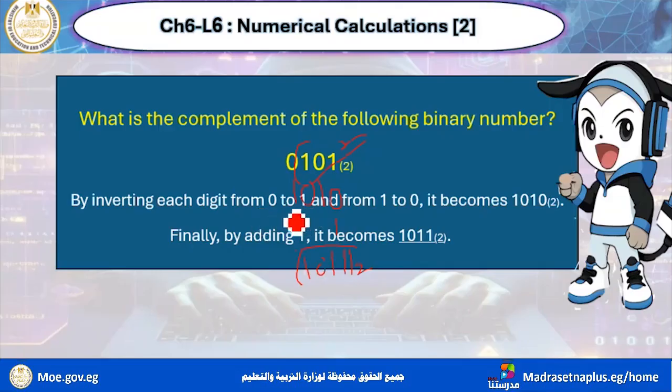When inverting 0 to 1 and 1 to 0, the result will be 1, 0, 1, 0. And by adding 1, the result will be 1, 0, 1, 1. I think it's very easy now. Let's complete.